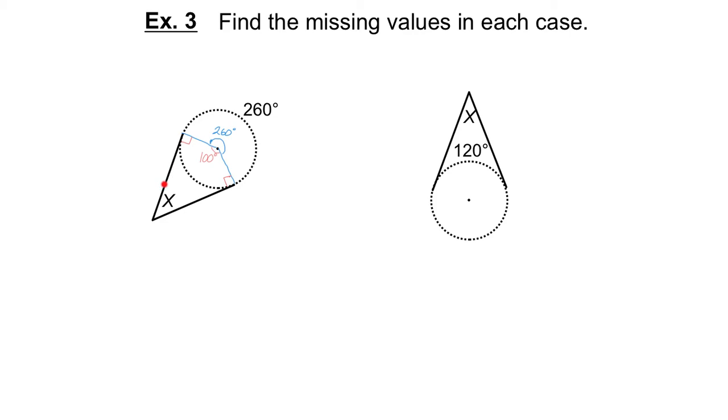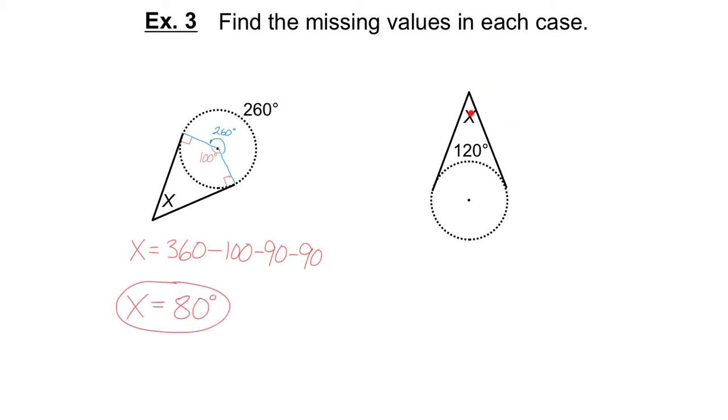Now take a look at this. 1, 2, 3, 4 sides to this shape. This is a quadrilateral, which means the total of the interior angles has to equal 360. So if I know 3 of the 4 angles, I can calculate the missing angle by subtracting all the other angles from 360. So I end up with x equals 80 degrees.